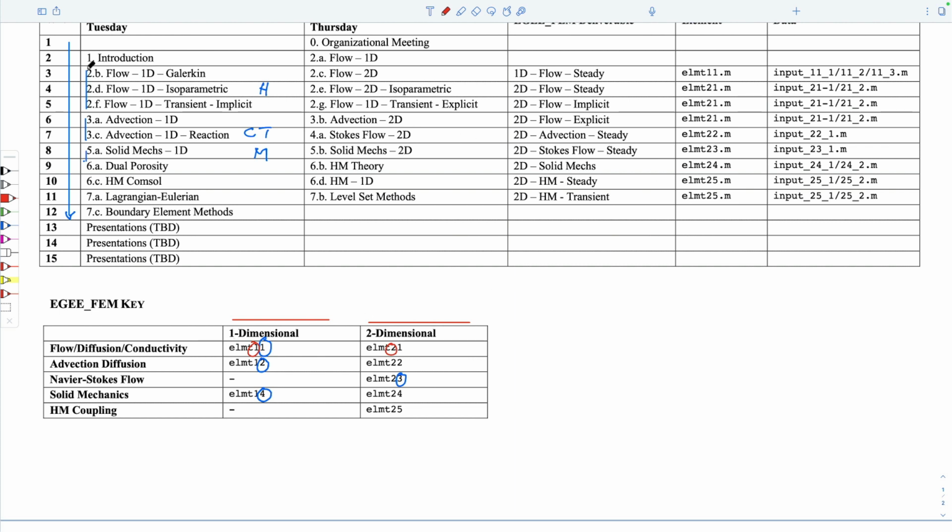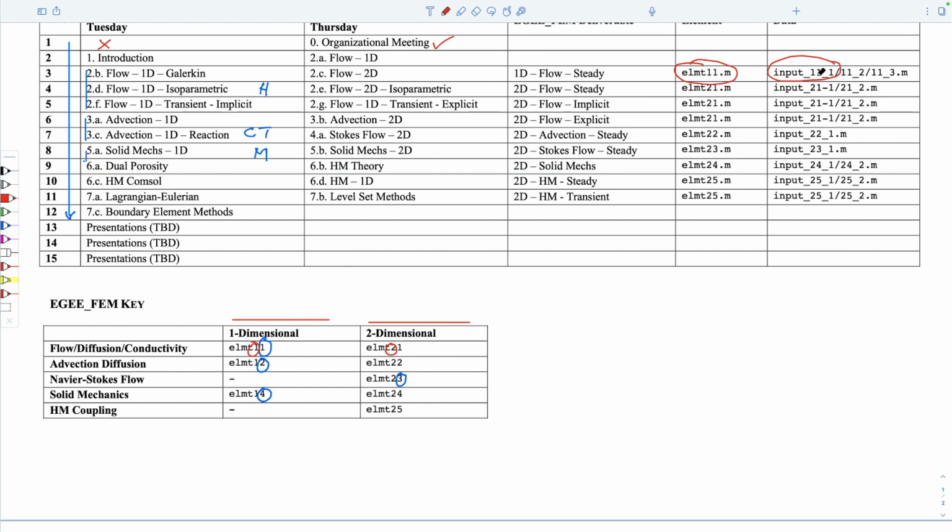In terms of the weeks, this is where we are today, Thursday. So this is where we continue. Next week, no assignment. At the end of the following week, week 3, there's an assignment to do a one-dimensional problem for flow using this input file. The input files are named in the same way. I guess that's not right. This is the input file we use today.